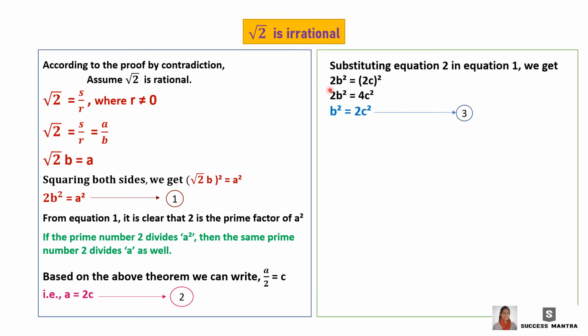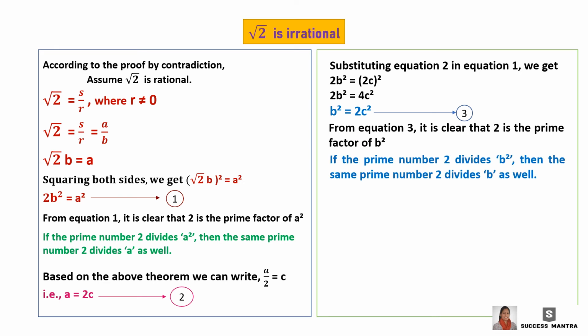On substituting, we get 2b square is equal to 2c the whole square. That is 2b square is equal to 4c square. On simplification, we get b square is equal to 2c square. In equation number 3, it is clear that 2 is a prime factor of b square.